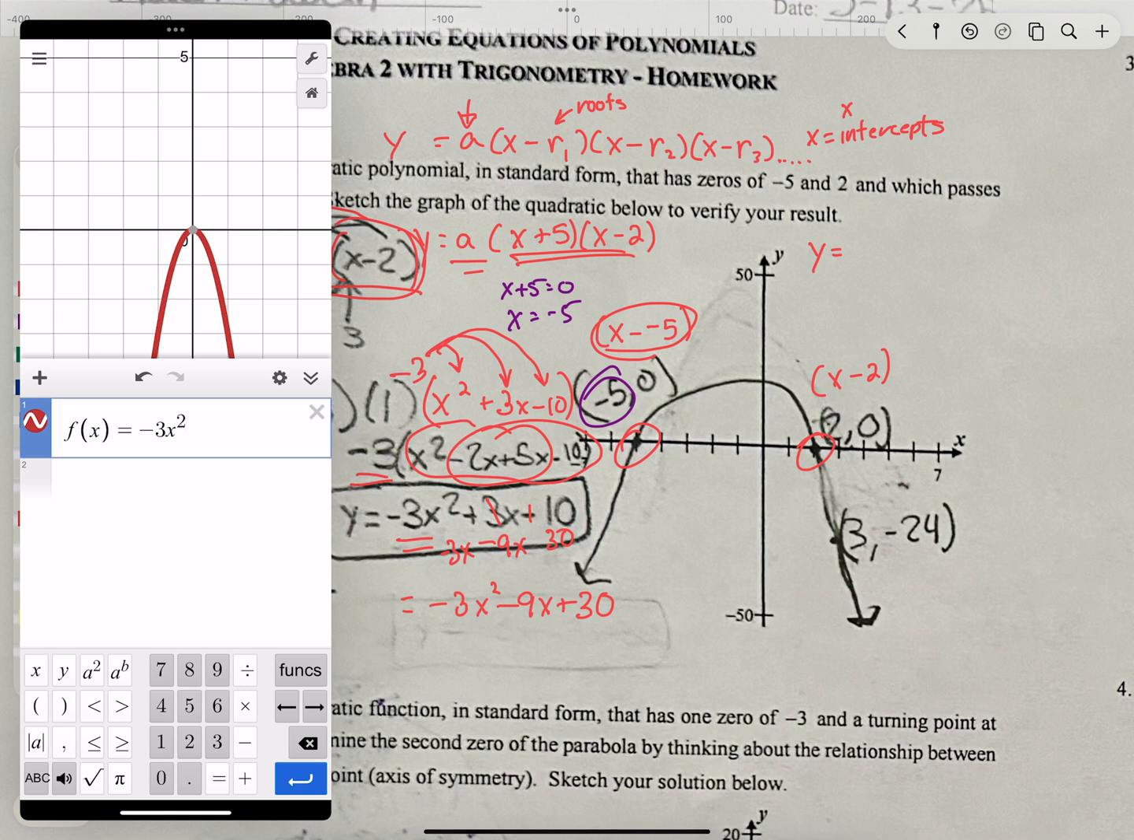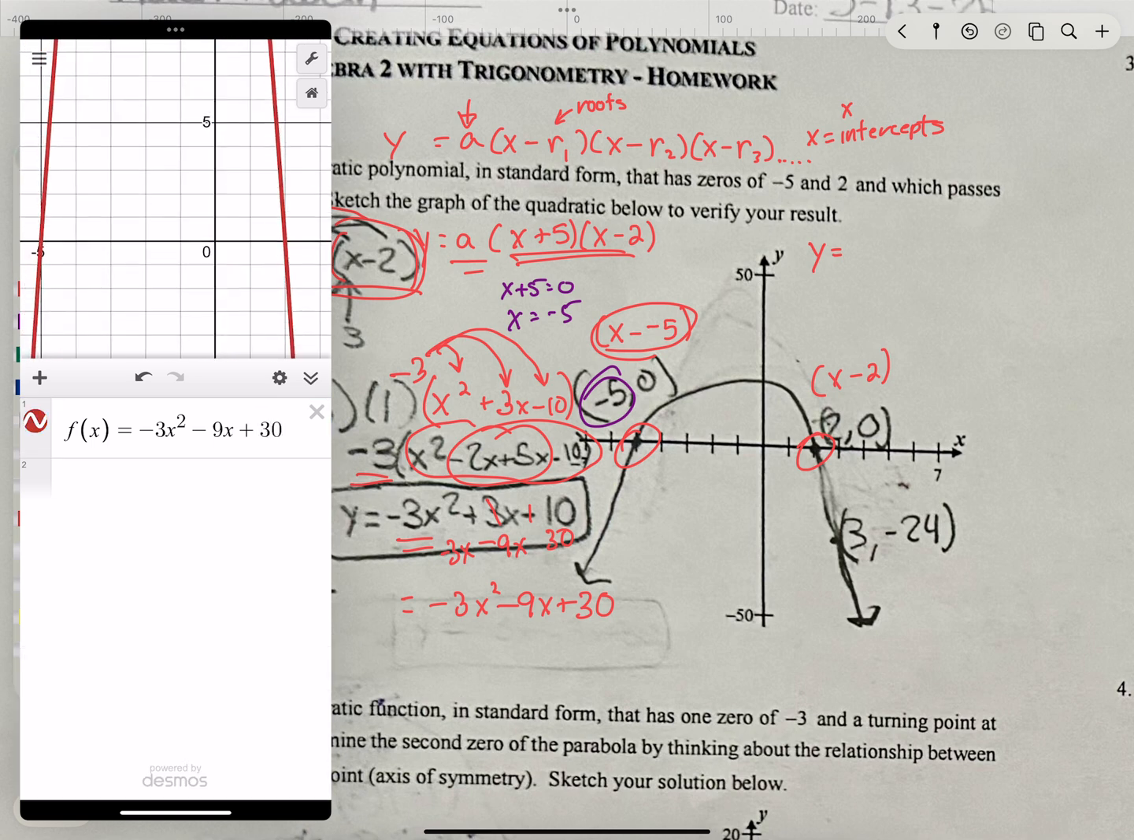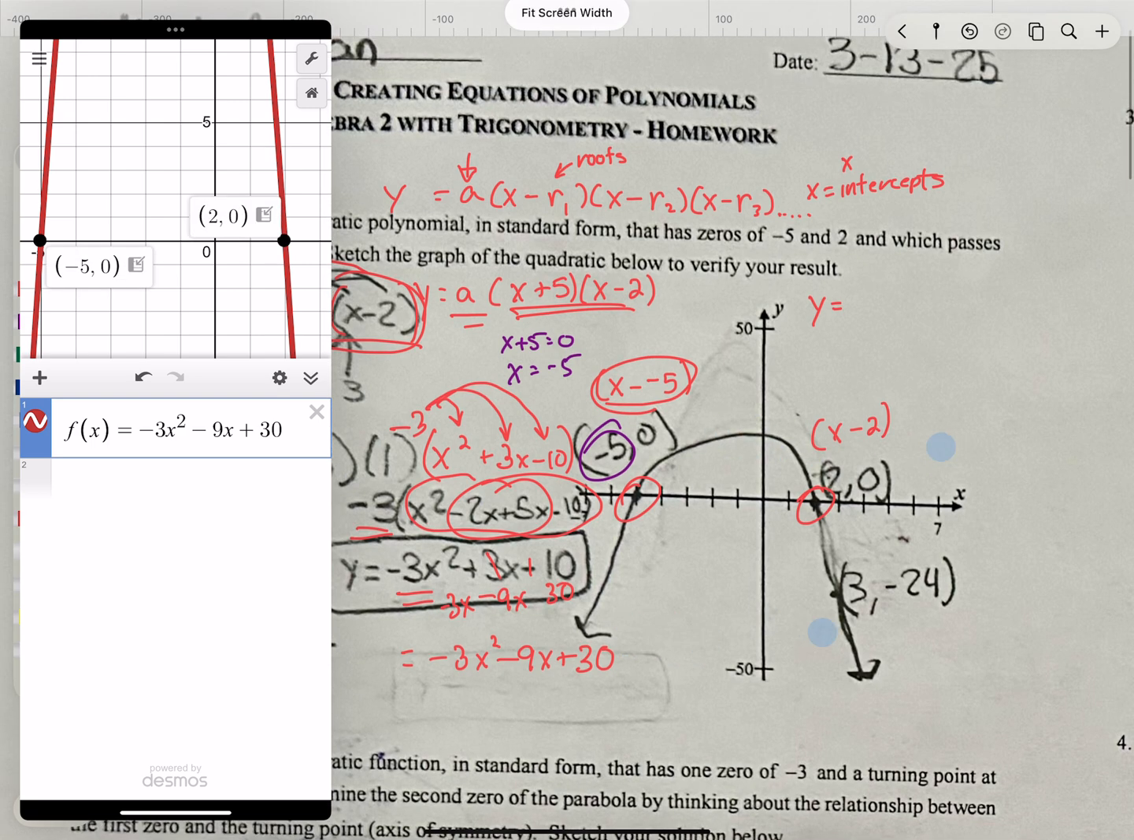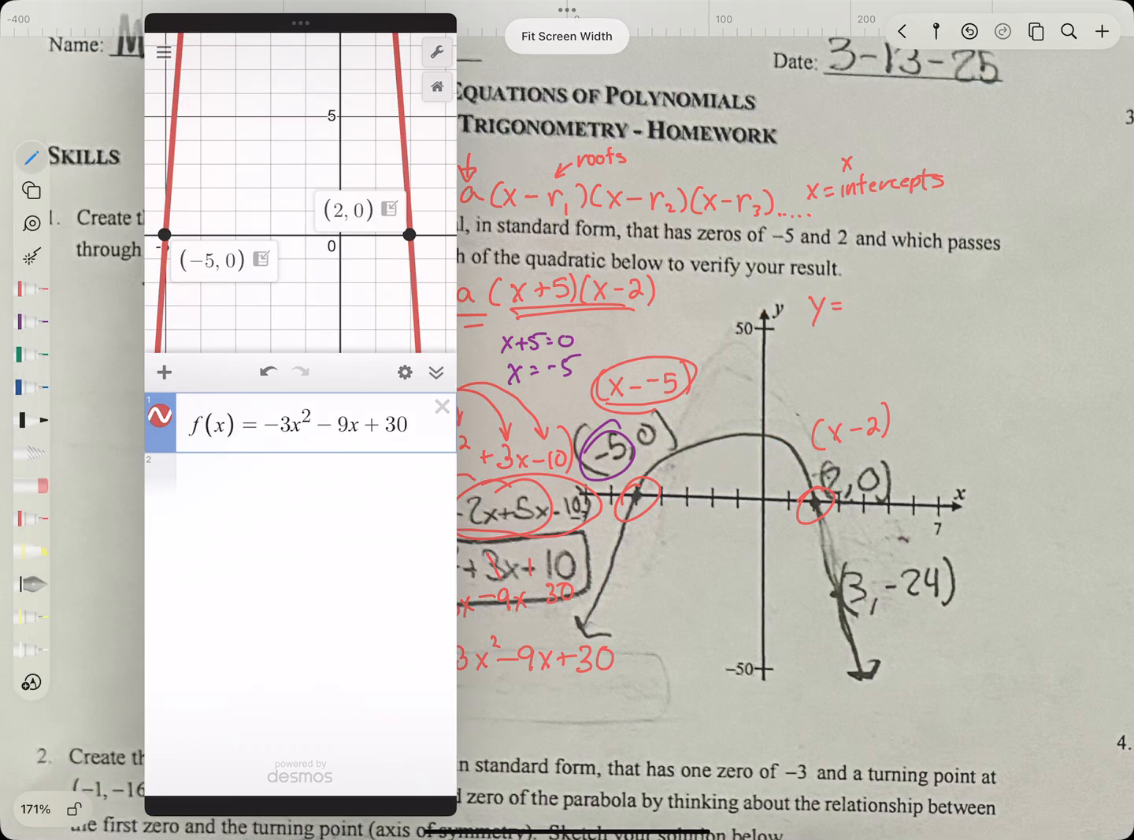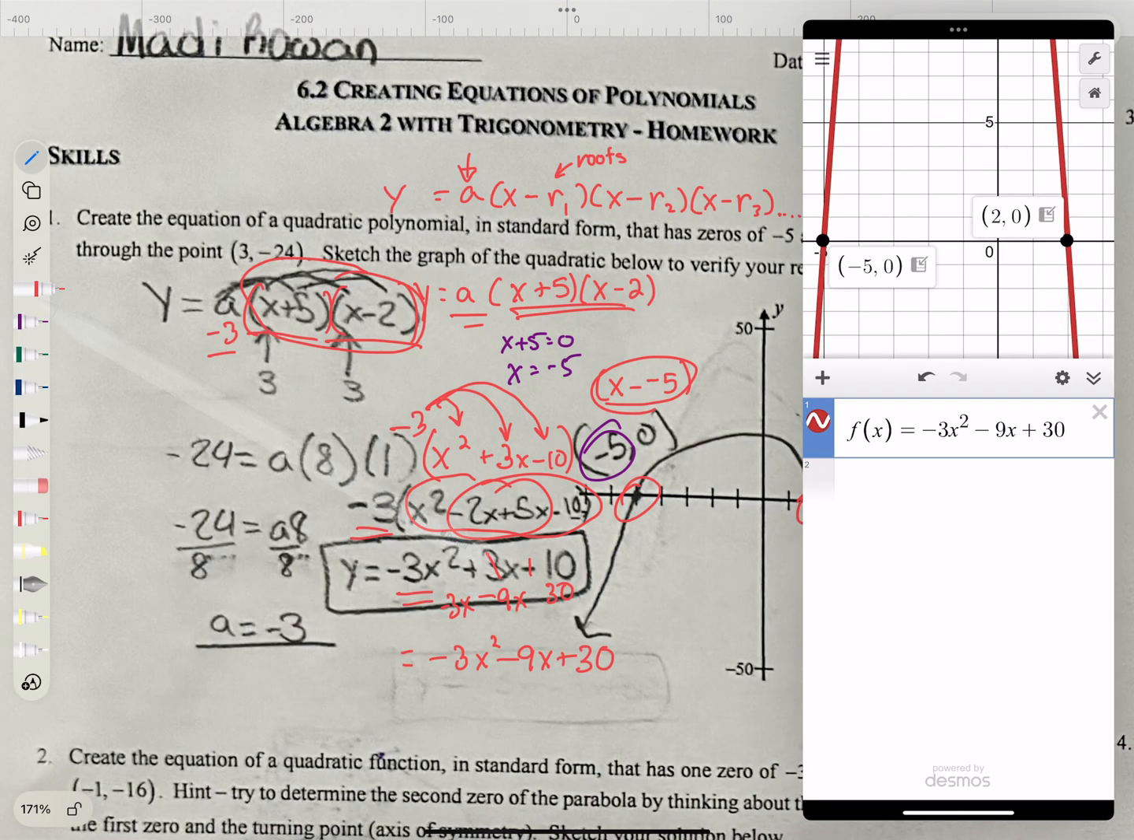-3x squared. See here, minus 9x, I think it is, and plus 30. Let's check those x-intercepts first. Does it cross at -5 and 2? Yep, that's what it's supposed to do. And the other thing it's supposed to do is go through that point, 3, -24.